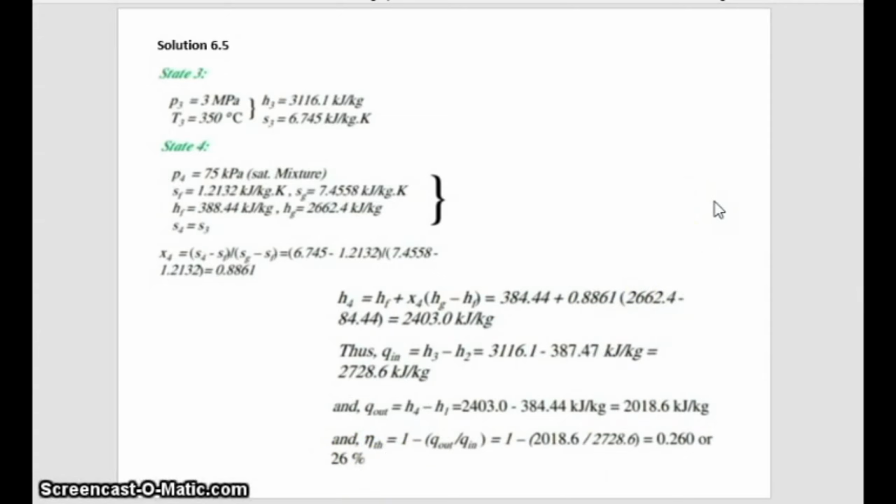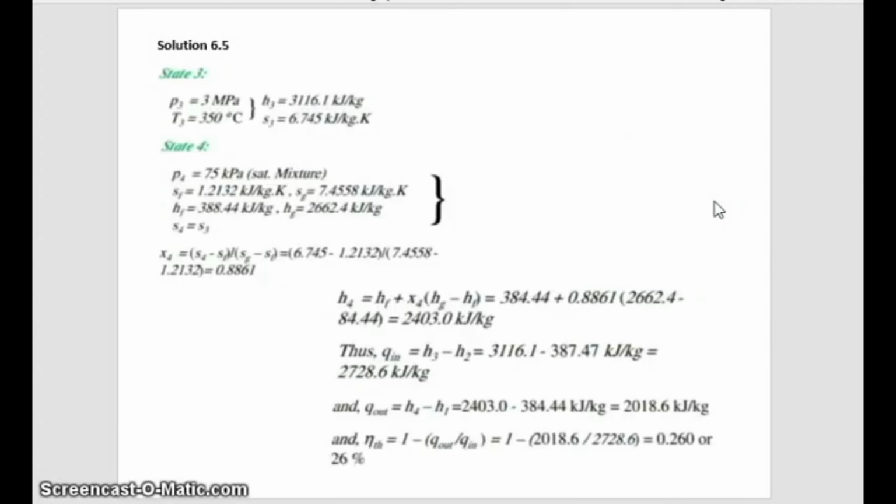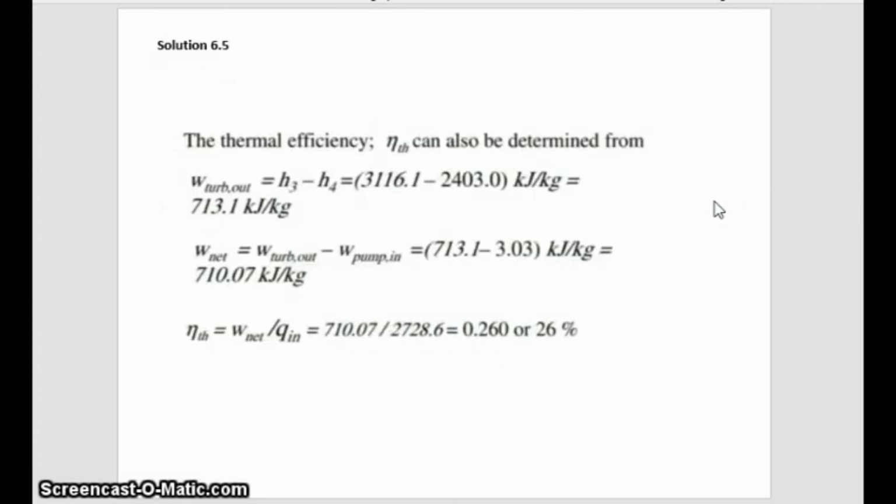Okay, this is an example of how you can determine the thermal efficiency based on the simple Rankine cycle. This is also how to calculate the thermal efficiency, but this is based on the basic Qnet over Qin. Okay, what I told you right now, I just wrote in the last slide.